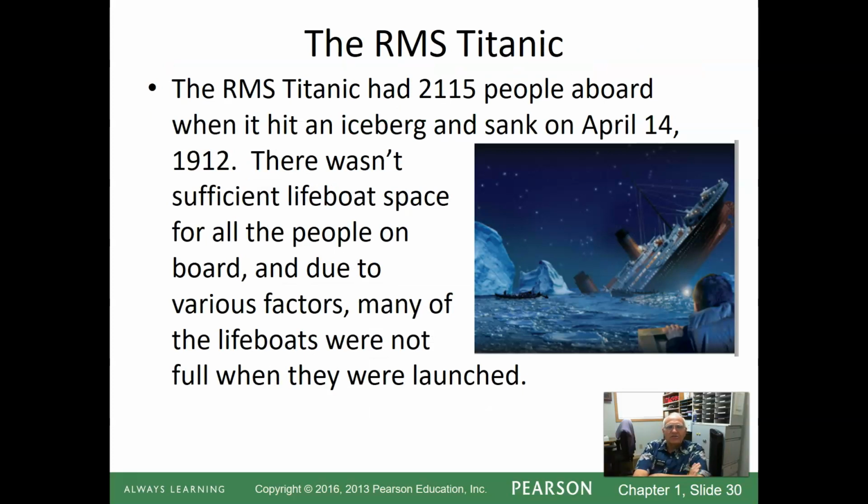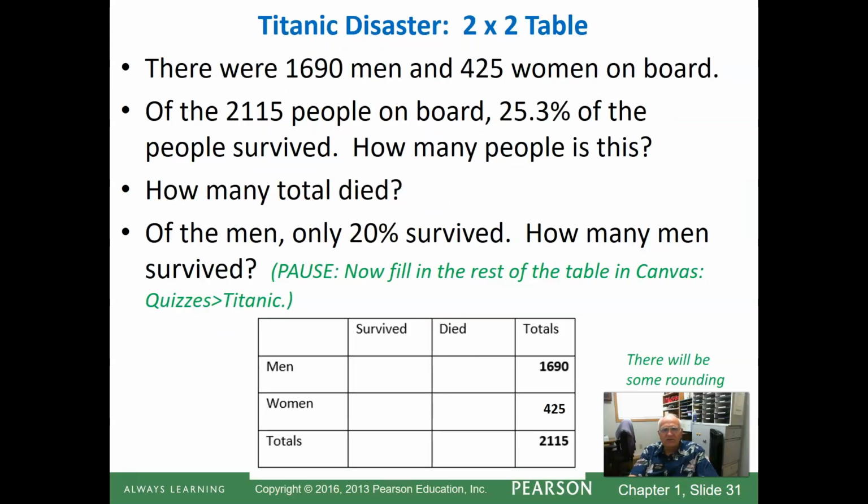Okay, let's take a look at some Titanic data. There were 2,115 people aboard the Titanic when it hit an iceberg and sank in 1912. And they didn't have enough lifeboats. I'm sure some of you have seen the movie Titanic or other depictions of what happened. And so the question here was, of the 2,100 people, how many survived? Well, 25% of them survived.